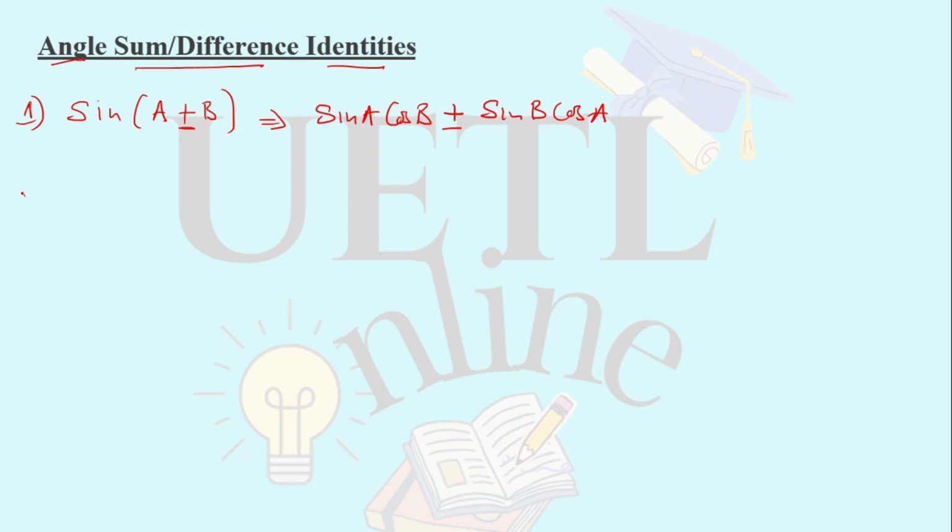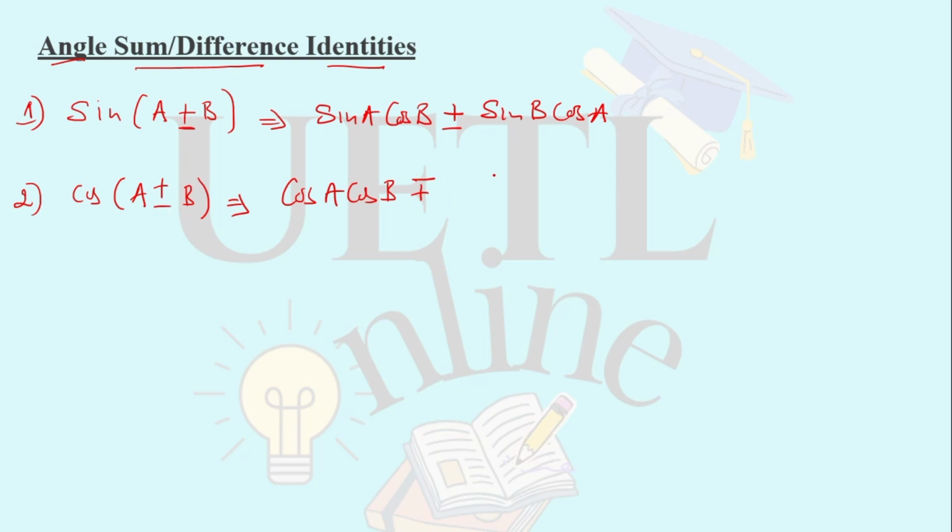If it is cos of an angle A plus or minus B, here it changes. Please note the changes. It says cos A cos B, then here it says minus or plus. This means that when it is plus here, it is going to give us minus here, and when it is minus here, it's going to give us plus here.